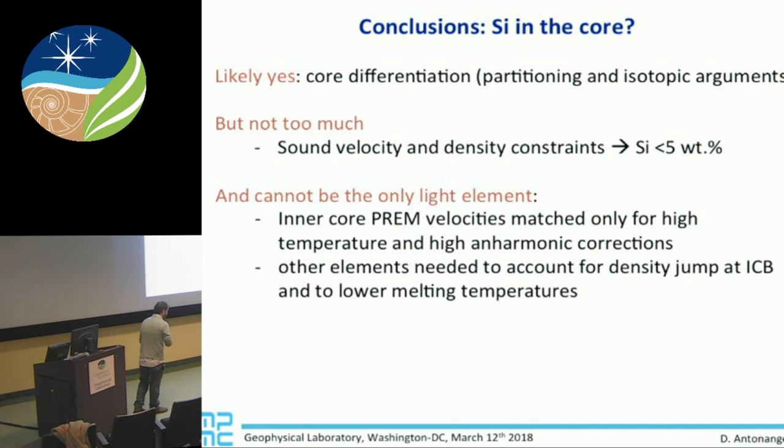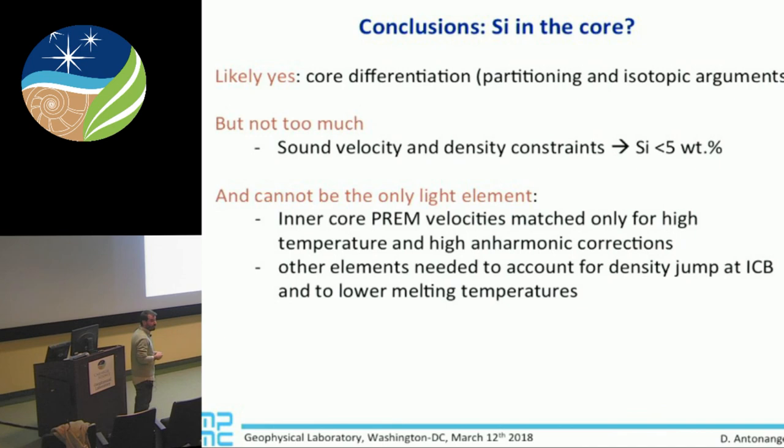A very similar conclusion has been derived by ab initio calculation on liquid alloys, looking at iron-silicon alloys, which again suggests that having more than 5 weight percent of silicon would be too much to account for the seismic observations of velocity and density. However, silicon cannot be the only light element. As I was showing you, we can match inner core PREM velocity and densities only for a kind of extreme case, for what we know: a high temperature correction and quite high temperature of the core.